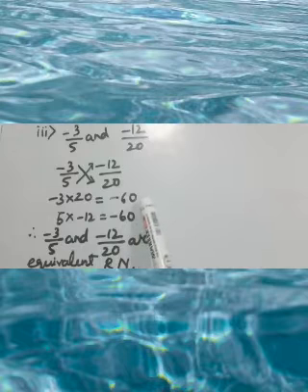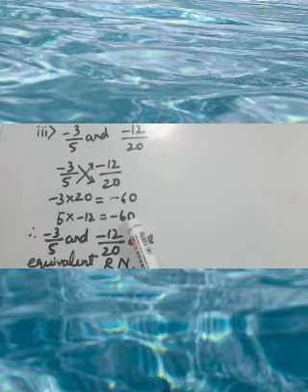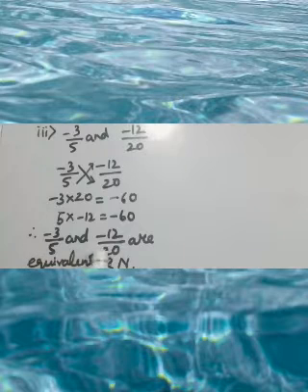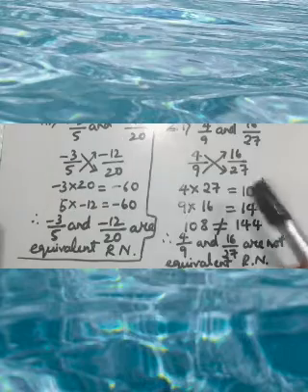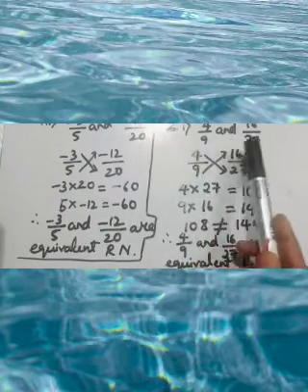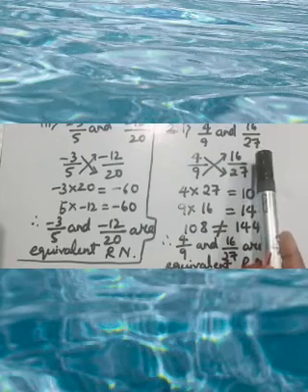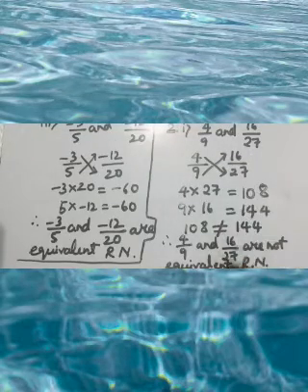We have got the same answer. Minus 60 is equal to minus 60. Therefore, we can write that the two rational numbers are equivalent rational numbers. Then next is question number 2. Here you are given two rational numbers. They are not equivalent rational numbers. You have to solve and show that they are not equivalent rational numbers.